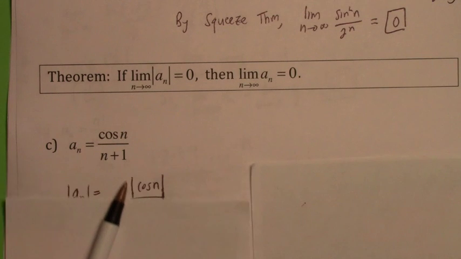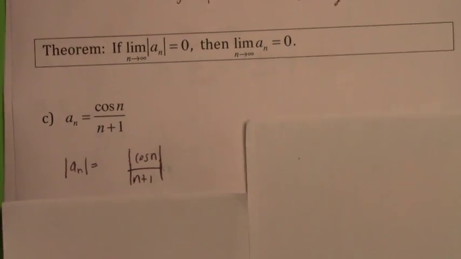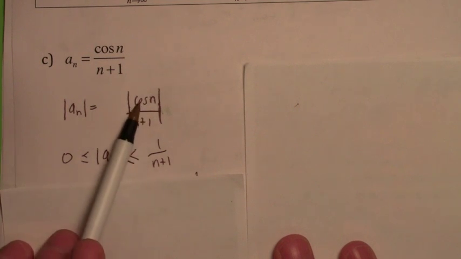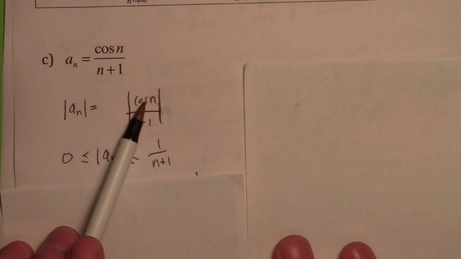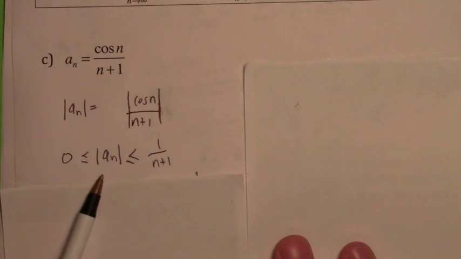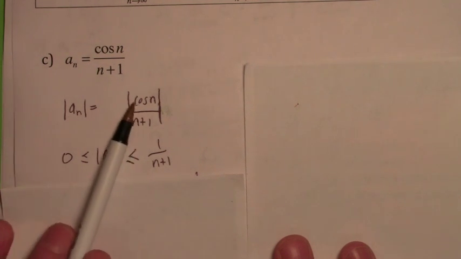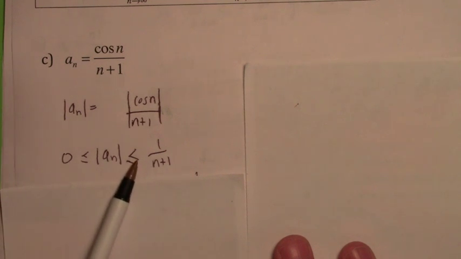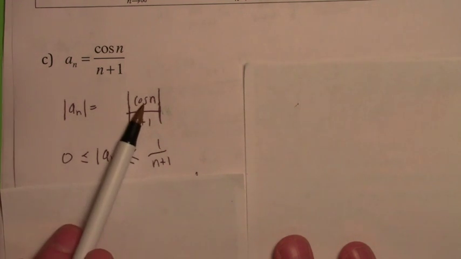It might be helpful to first take the absolute value of a sub n, and then, if you have the absolute value of cosine of n, isn't that always less than or equal to 1? Got it? This numerator is always between 0 and 1. Therefore, the absolute value of this is always greater than 0, but it's always going to be less than or equal to 1 over n plus 1 because the numerator can never be bigger than 1, right?